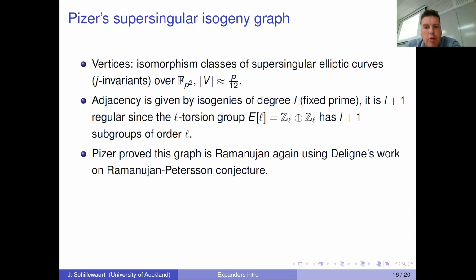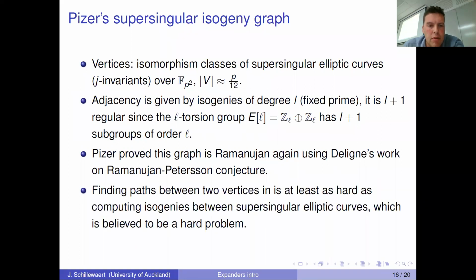And again, he used the same work by Deligne on the Ramanujan-Petersson conjecture. If at first it seems surprising that these seemingly extremely different constructions both need the exact same work of Deligne, this comes, as I said, because you should actually view them in the same framework of the Bruhat-Tits tree, where you will see that the constructions are similar.